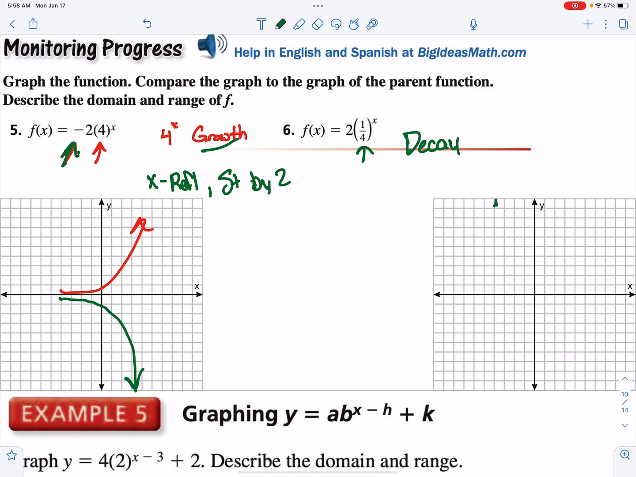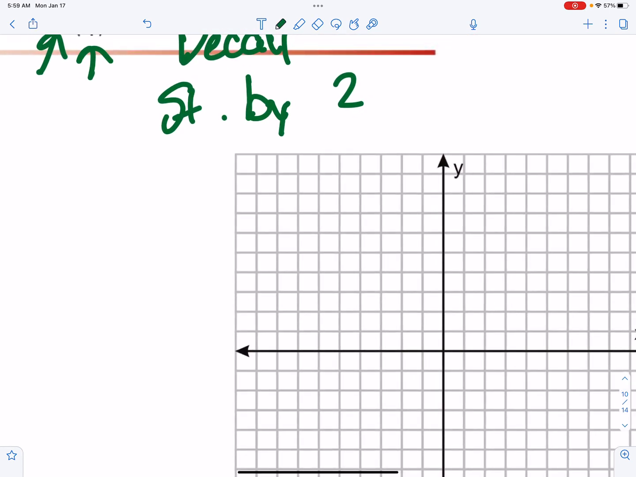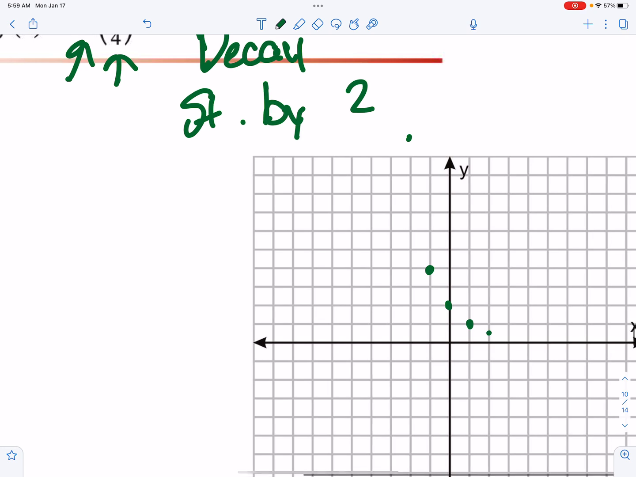So it's going to start big and get small. And then we look at the 2 here, and we say it's going to be stretched by a factor of 2. So let me try and draw this a little bit better for you, just so we can have a better idea of what it looks like. At -1, it's already going to be at 4, and at -2, it's at 16. It's clear up off the graph. At 0, we're going to be at 2, and then at 1, we're going to be at 1, and then a half, and so on. So it's going to look like this.